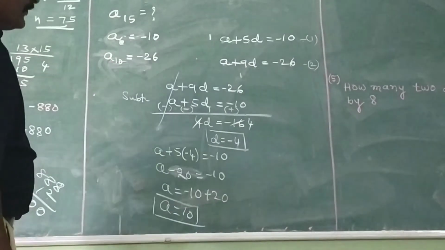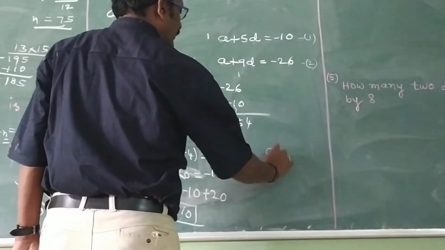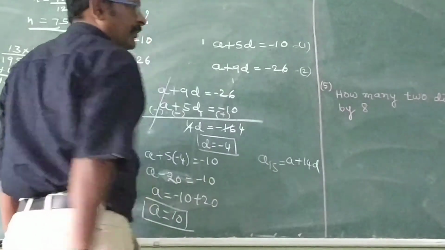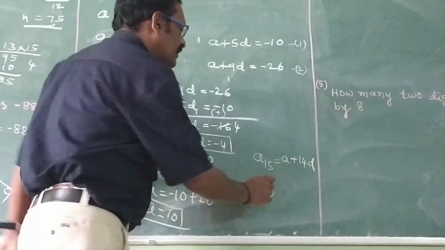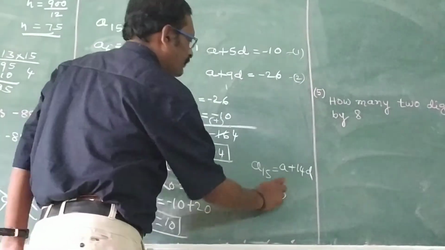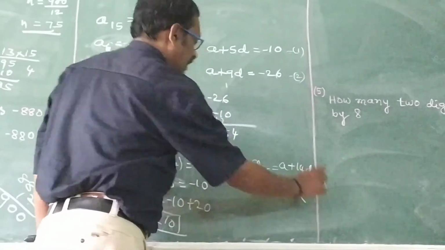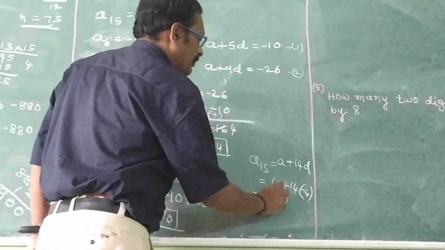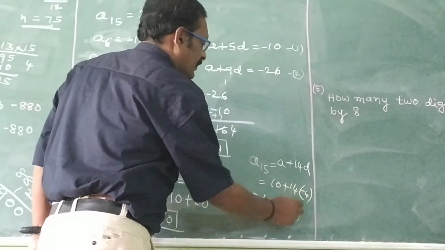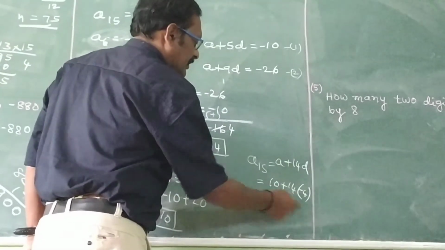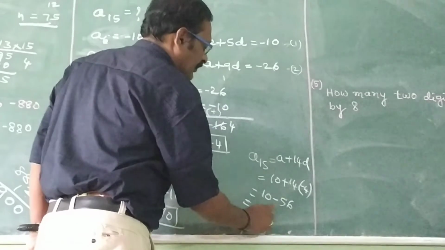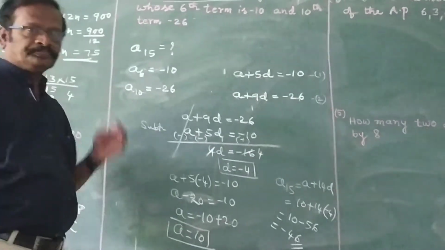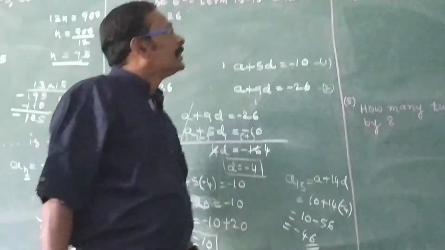Then A15 will be a plus 14d. The 15th term is a plus 14d. So a is 10, and d is minus 4. What is the common difference? Minus 4. 10 plus 14 into minus 4 is minus 56. Subtract, and you get minus 46. Minus 46 is the 15th term.